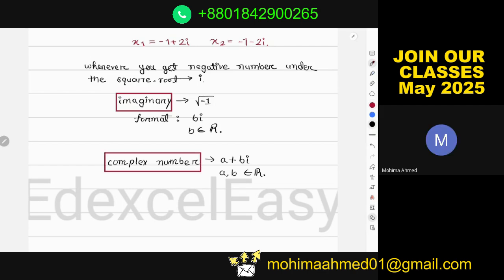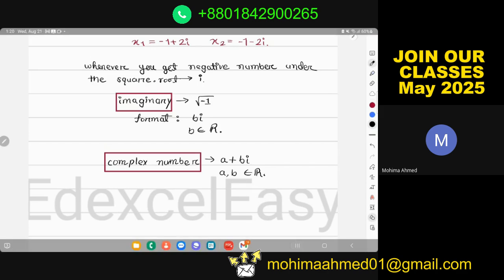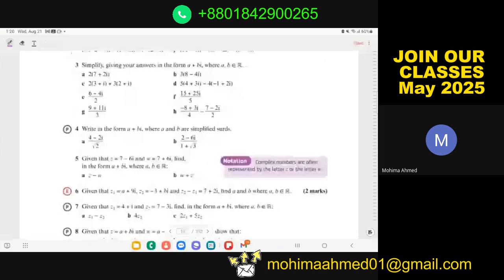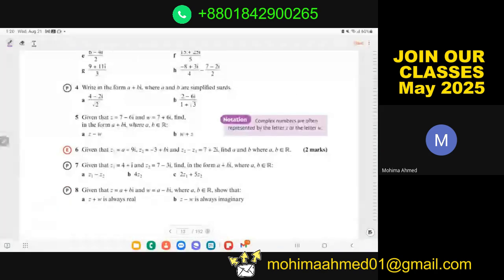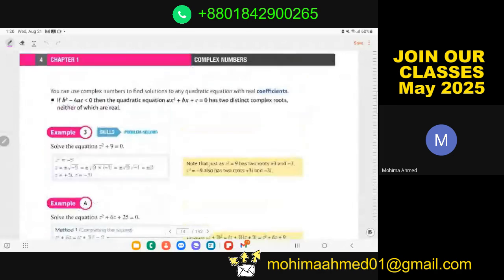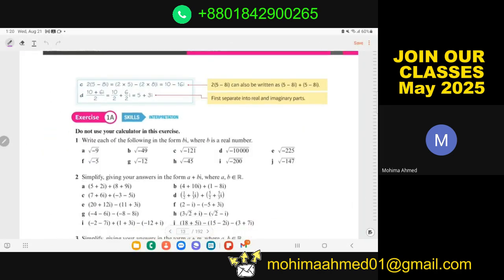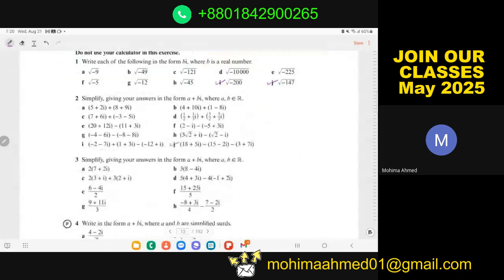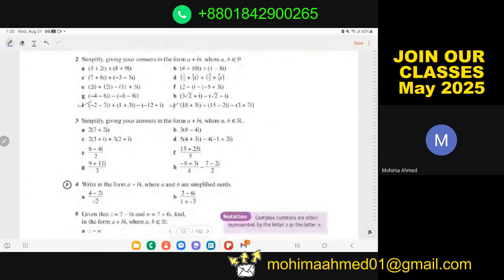Okay, then we will move on to your maths now. This is all we need to know so far. This is exercise 1B. So we only have 7 questions here. Let's start solving parts i, j, this and this and this.